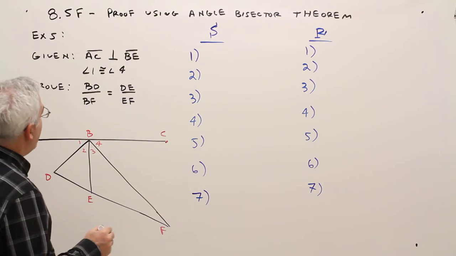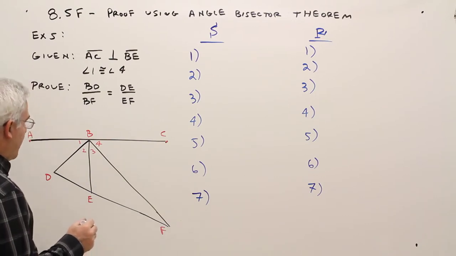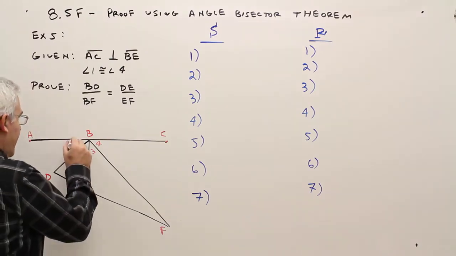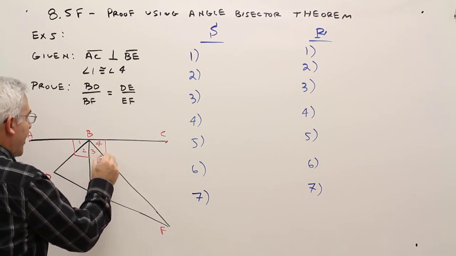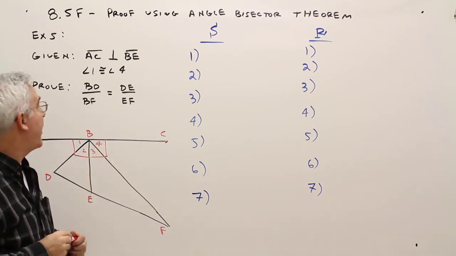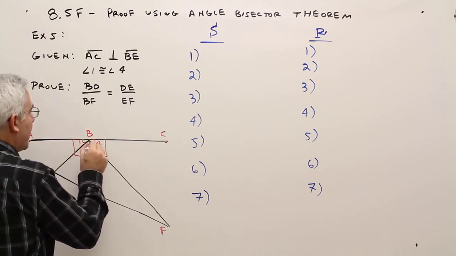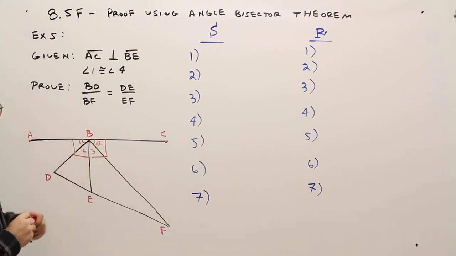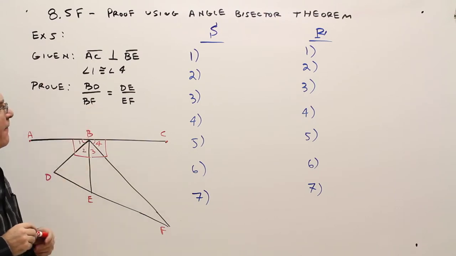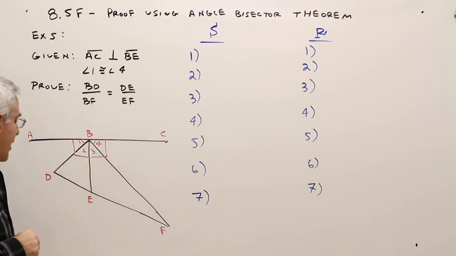So AC is perpendicular to BE. Just to let you know, I'm going to mark that as a right angle, and I'm going to mark that as a right angle. Angle 1 is congruent to angle 4. Prove that BD over BF equals DE over EF.